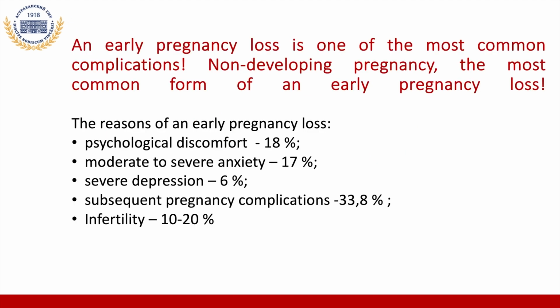An early pregnancy loss is one of the most common complications. A non-developing pregnancy, the most common form of early pregnancy loss, is characterized by the death of an embryo or a fetus without symptoms, or expulsion of the products of conception, and accounts for half of all first trimester miscarriages, according to the American Pregnancy Association.